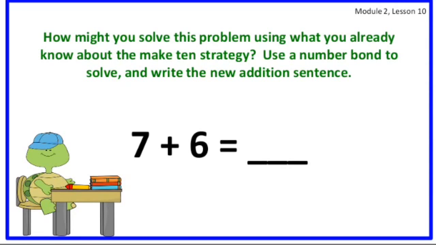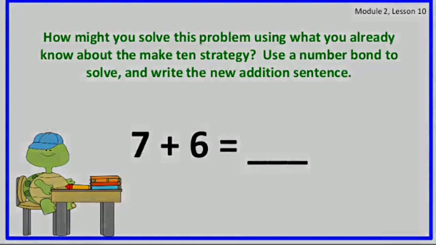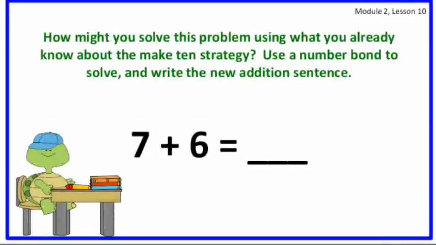Now, how might you solve this problem using what you already know about the make 10 strategy? Now, use a number bond to solve and write the new addition sentence. So let's use our number bond to solve this. Like I said before, let's use the smaller number because it will give us smaller numbers to work with.